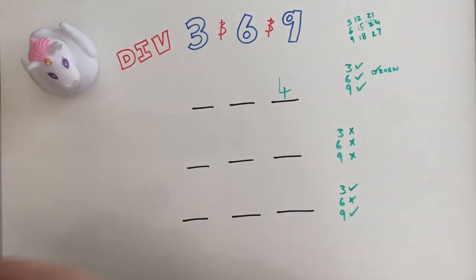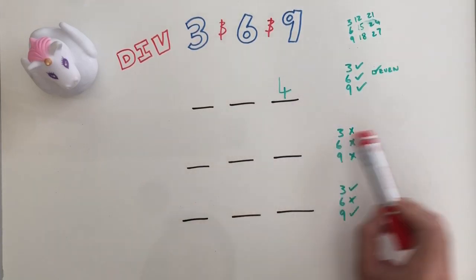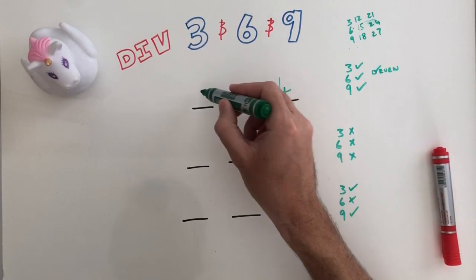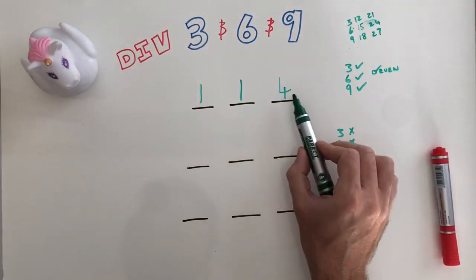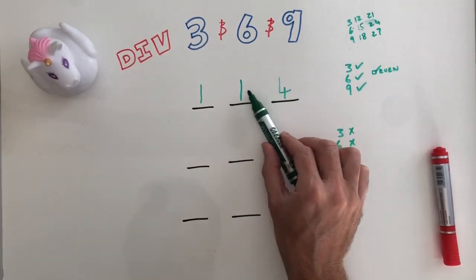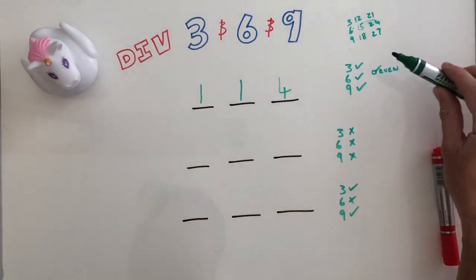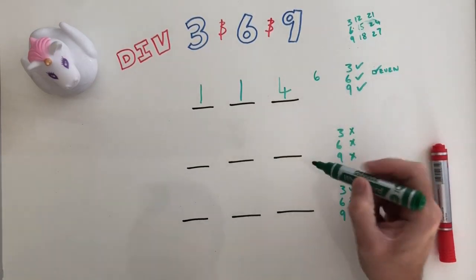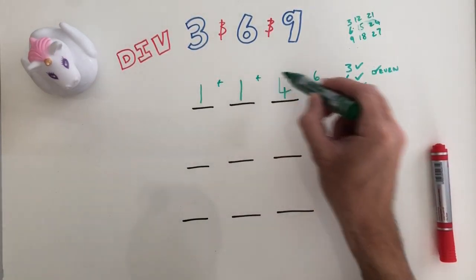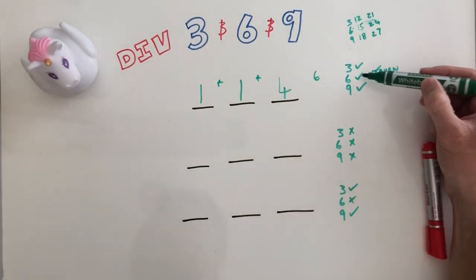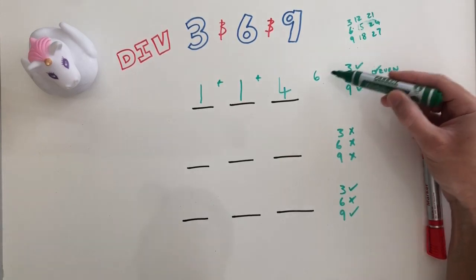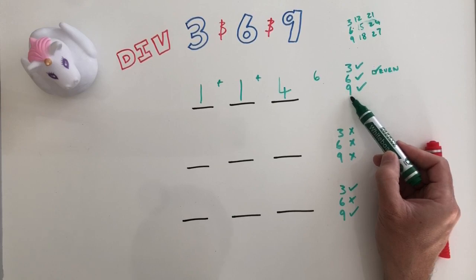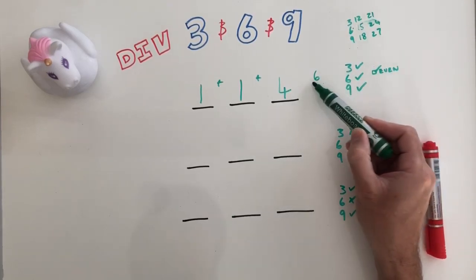So if I add the digits and they get to, for example, 6, so let's do that. If I put a 1 and a 1 here, then I know 4 plus 1 plus 1 is 6. So this number will be divisible by 3 because my total is 6. I know it will be divisible by 6 because it's divisible by 3 and it's an even number. But is it divisible by 9? No, it's not, because 9 doesn't go into 6.